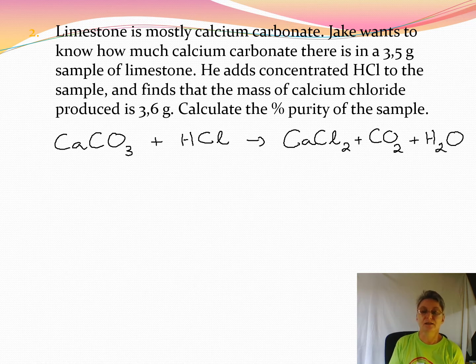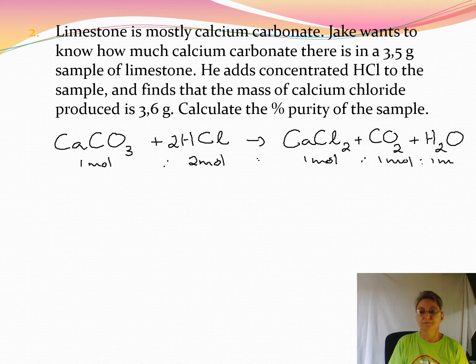We need to balance this equation. It seems like we need to put a 2 in front of the hydrogen chloride. So we've got 1 calcium on each side, 1 carbon on each side, 3 oxygens on each side, 2 hydrogens on each side, 2 chlorines on each side. So the mole ratio is 1 mole to 2 moles to 1 mole to 1 mole to 1 mole.